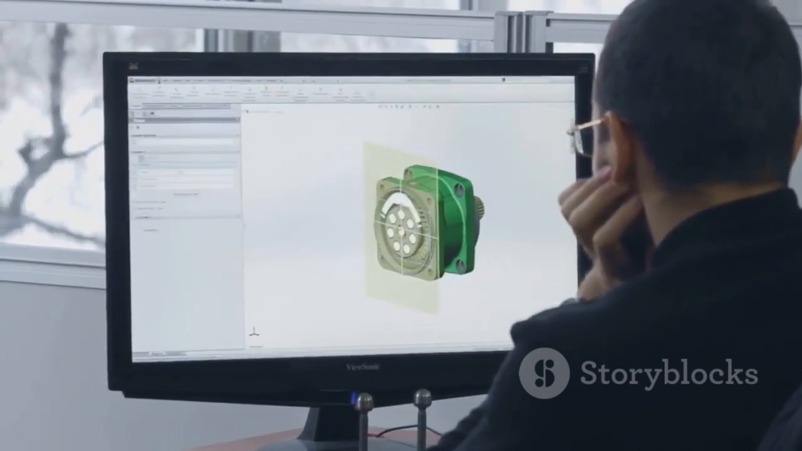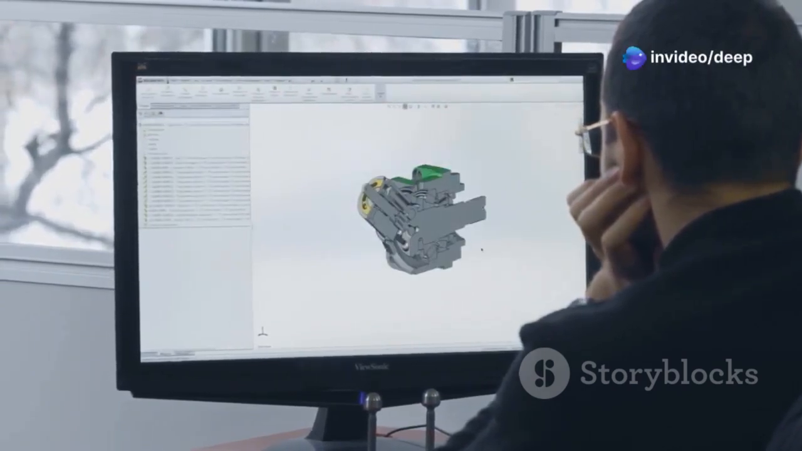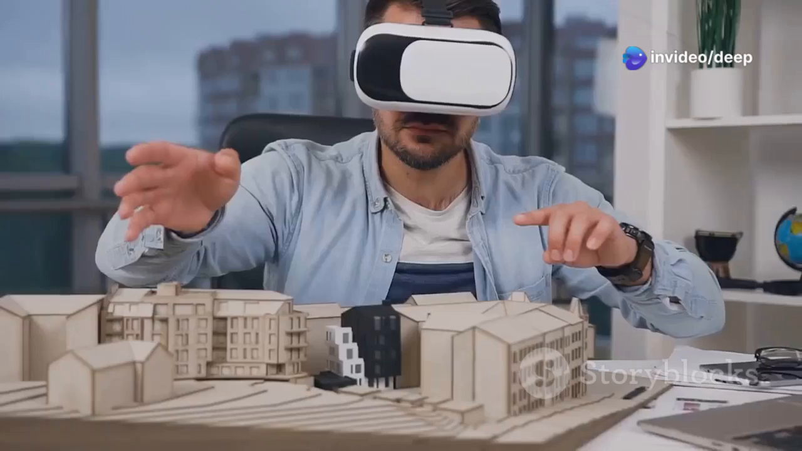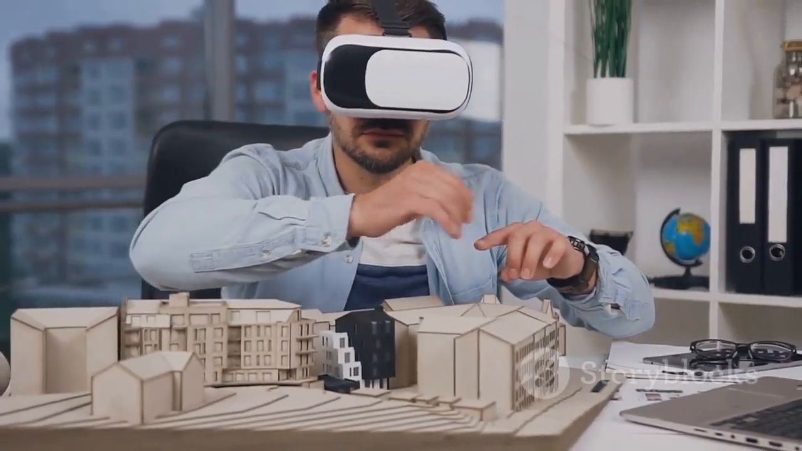A powerful computational tool that allows us to model complex structures and analyze their behavior under various loading conditions. It's like having a virtual laboratory where we can test our designs before they're even built.